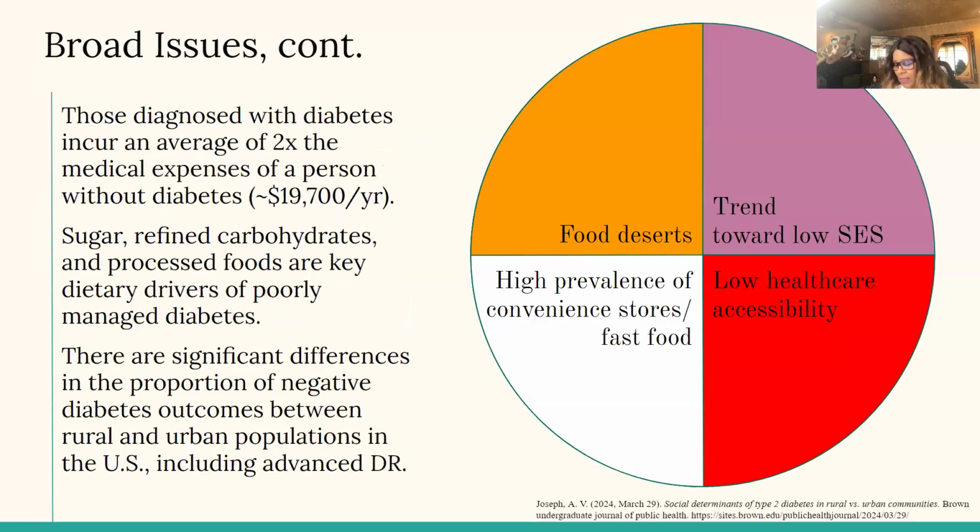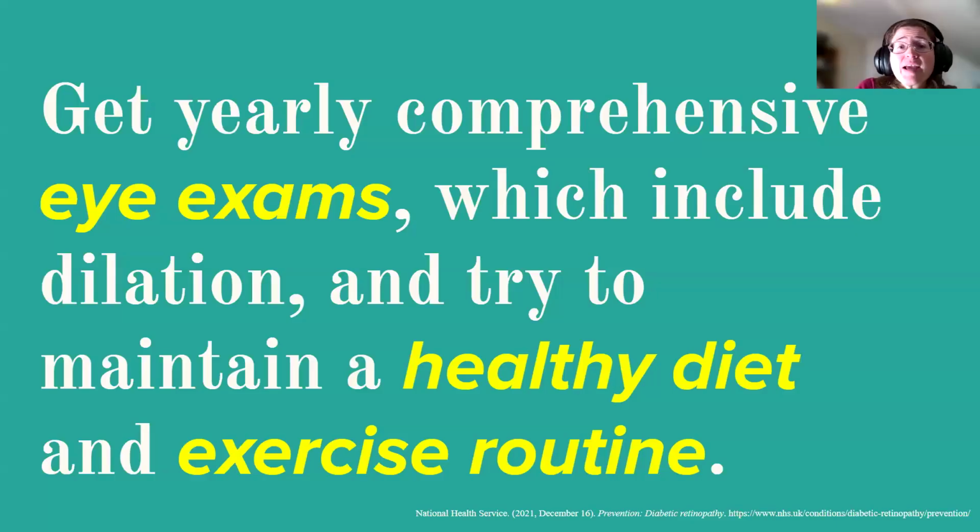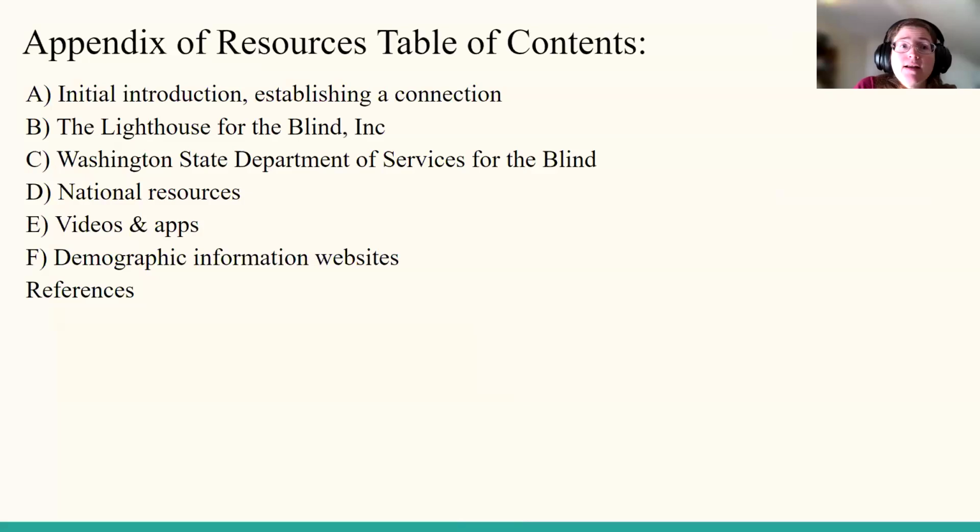Overall, poverty, access to quality food, and access to healthcare mean people in rural areas are likely to have complications from diabetes, including progression of DR. So the takeaway from all that: get your yearly eye exams, comprehensive, that include dilation, and maintain a healthy diet and exercise routine. We have a table of contents for you in our appendices, and this is all information that you can find on the slideshow that we'll share with you. Hopefully this was helpful for you.